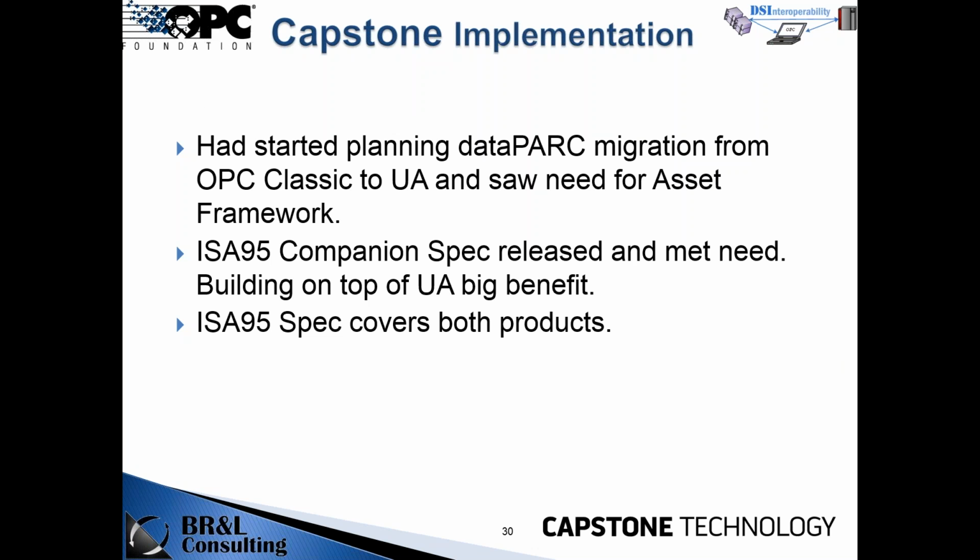So a few years ago, we'd started planning our migration from classic OPC to UA, and we saw a need for something like an information model framework. The ISA95 companion spec was released around then, and it met our need. It was already building on top of UA, which is the direction we were headed, so that was a good thing. And it has something that both of our products can benefit from.